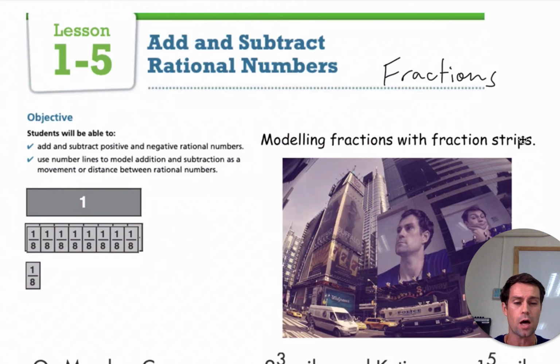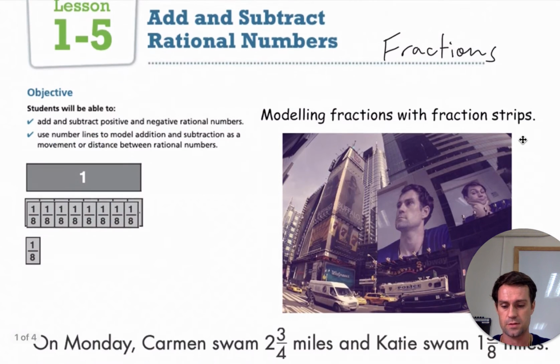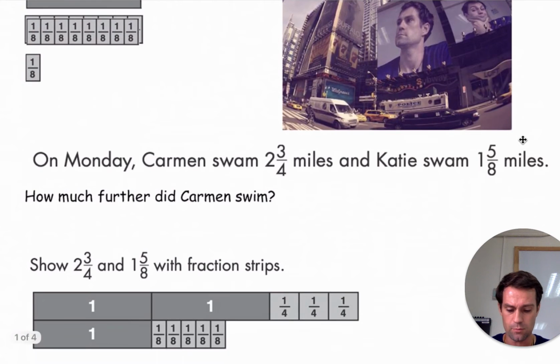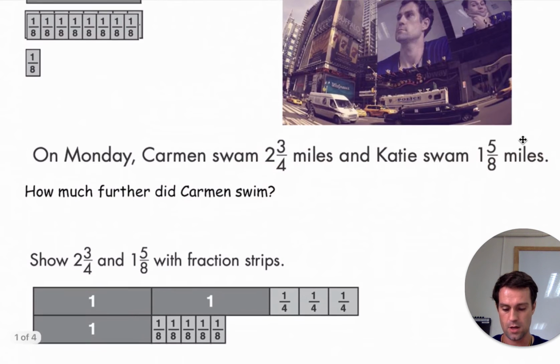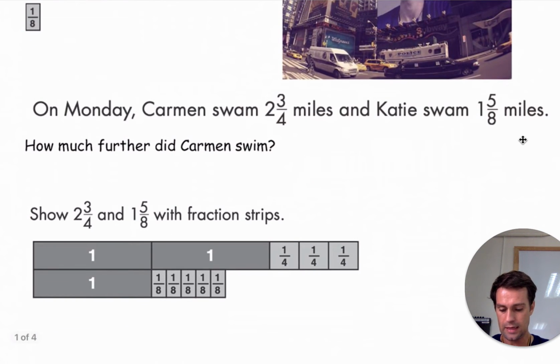So how can we model using these fraction strips? On Monday, Cameron swam 2 3/4 mile and Kate swam 1 5/8 mile. How much further did Cameron swim? So we can see Cameron swam further, but how much further did he swim? So we can split this up using fraction strips. Show 2 3/4 as a fraction strip.